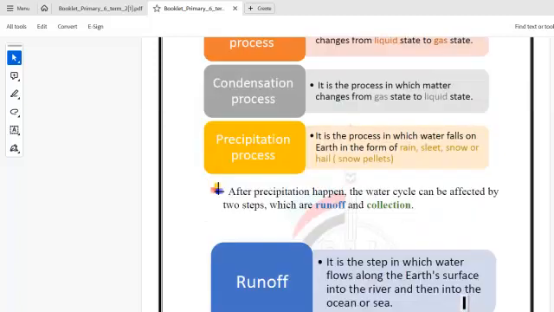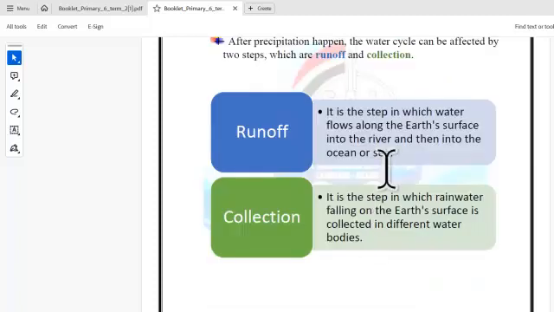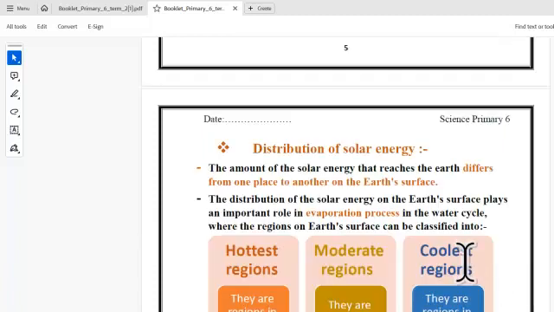After precipitation happens, the water cycle can be affected by 2 steps, which are runoff and collection. Runoff is the step in which water flows along the Earth's surface into rivers and then into oceans or seas. Collection is the step in which rainwater falling on the Earth's surface is collected in different water bodies.